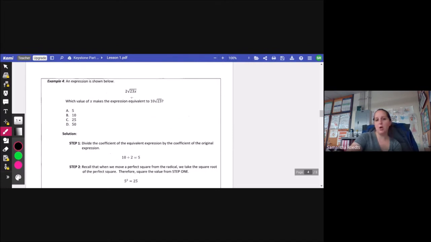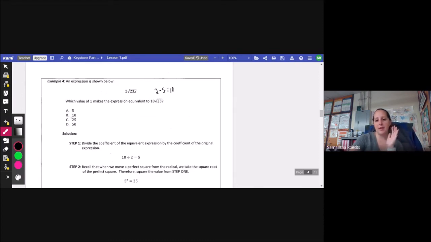An expression is shown below, 2 times the square root of 23x. Which value of x makes the expression equivalent to 10 times the square root of 23? Okay, so I want to think about what I needed to multiply on the outside to get to 10. So if I go from 2 to 10, well, 2 times 5 equals 10, right? Okay. So that means that I need to have x be 2 sets of 5, because in order to get it out, I have to have a set of 2, right? I have to have 2 of the same number.